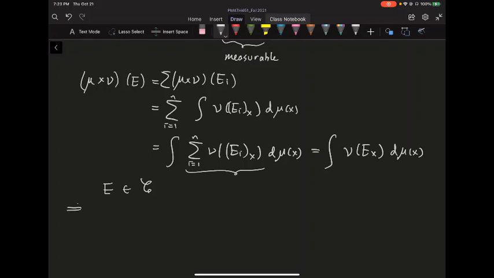So based on these two, we showed that, first of all, the boxes are inside C, and C is closed under finite disjoint union, and F is just the finite disjoint union of these boxes, so F is contained in C. So this proves the first part.